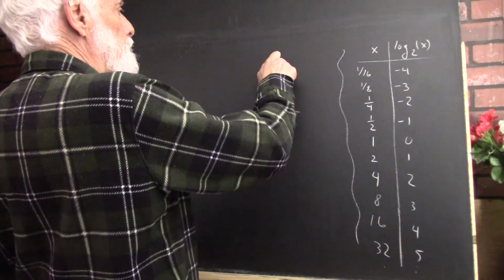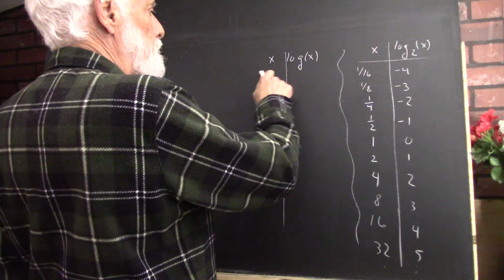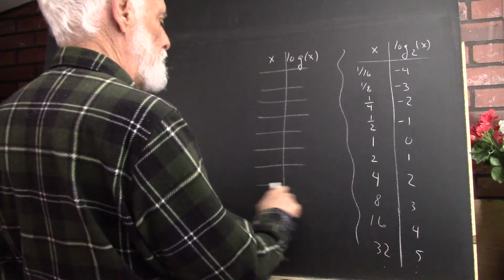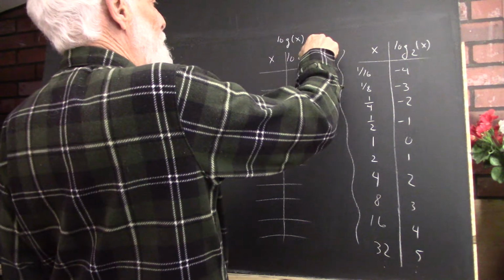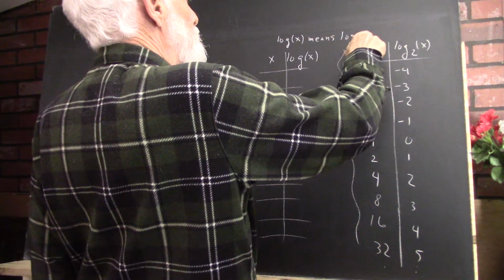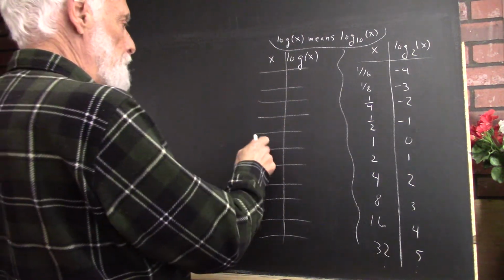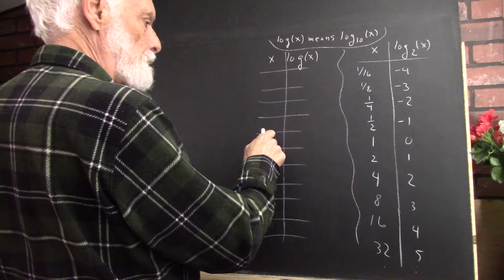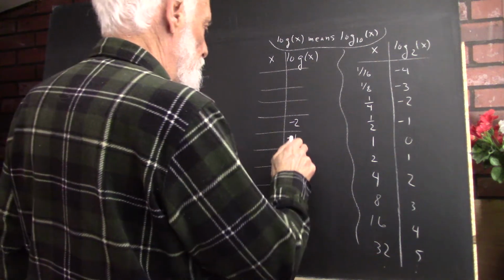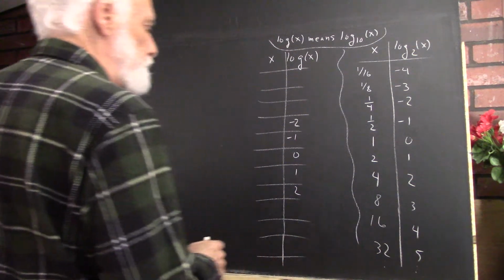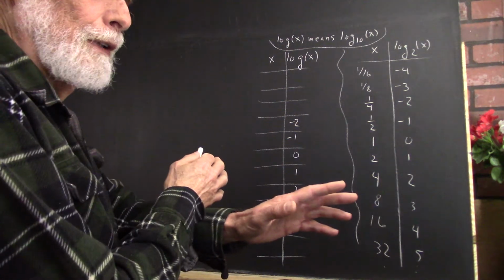What about our log? And log of x means log base 10 of x. So this is our base 10 log. Well, we can start kind of in the middle here. We could have -2, -1, 0, 1, 2. And our base 10 logs would be the reverse of a 10 to the x table.